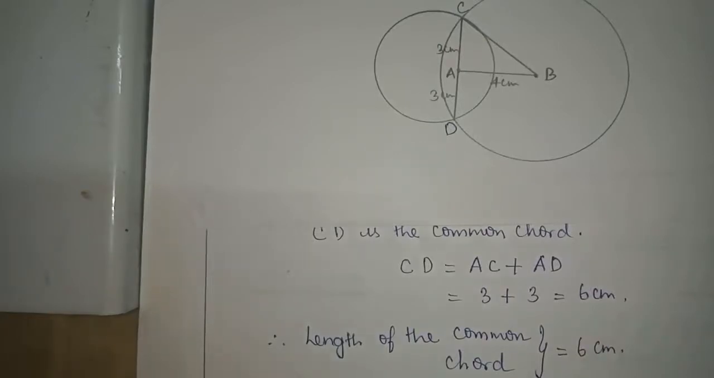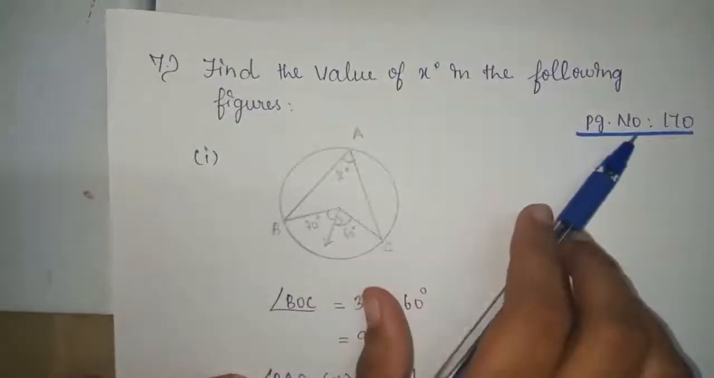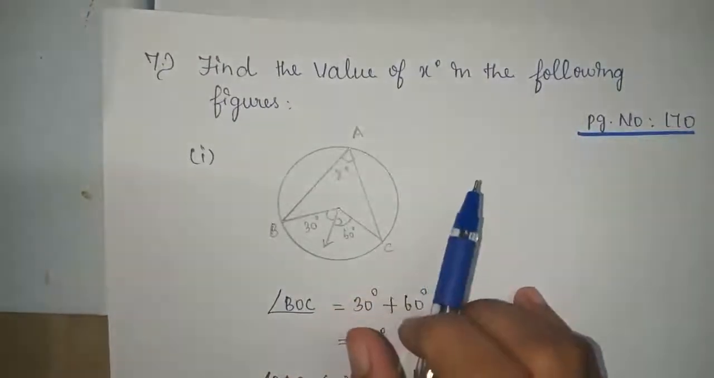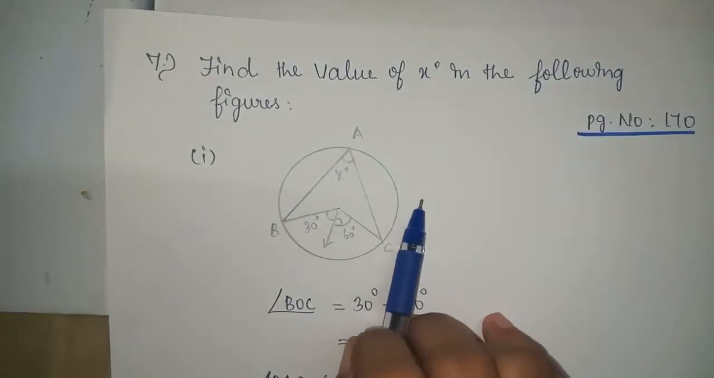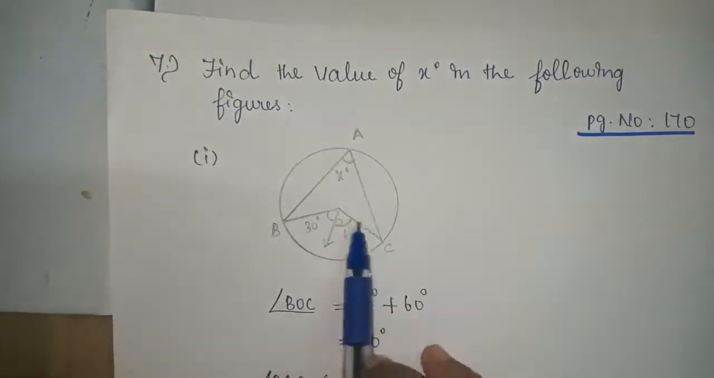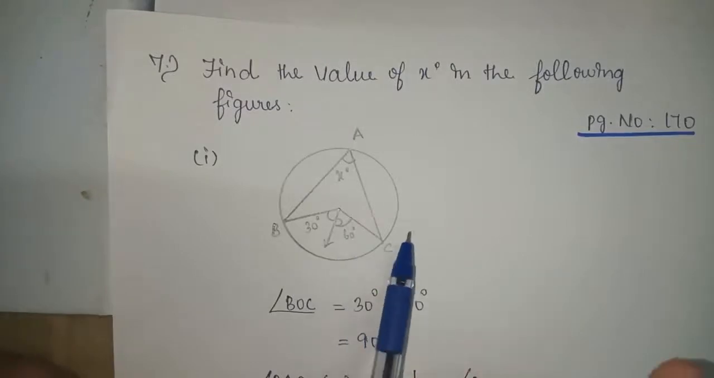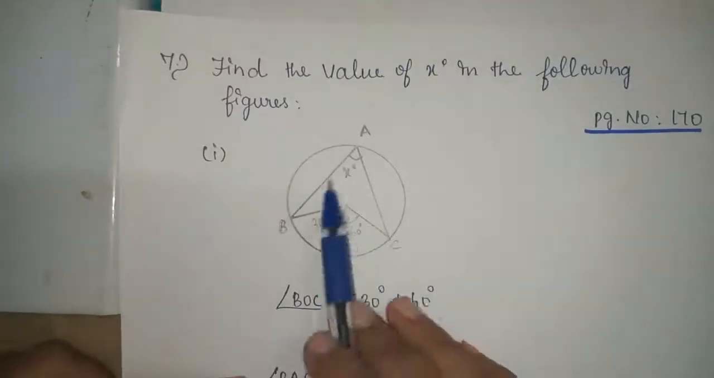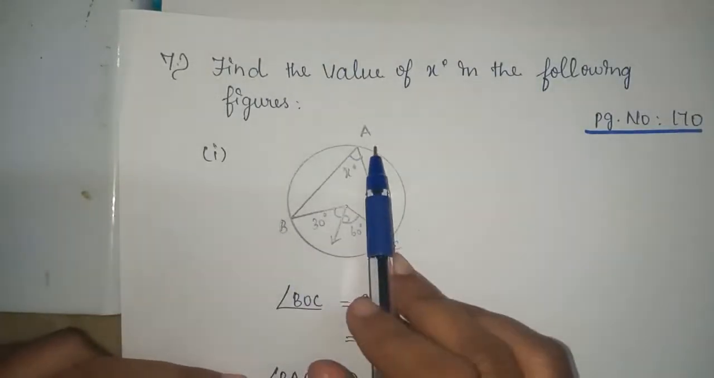That's all. Problem number 7. Find the value of x degree in the following figures. Page number 170. Already we saw an example problem like this, that is example 4.7. That's very simple. Here we are using the angle subtended by an arc theorem. The angle subtended by an arc of a circle at the center is double the angle subtended by it at any point on the remaining part of the circle. So in this first figure we can see points A, B, C on the circumference of the circle.